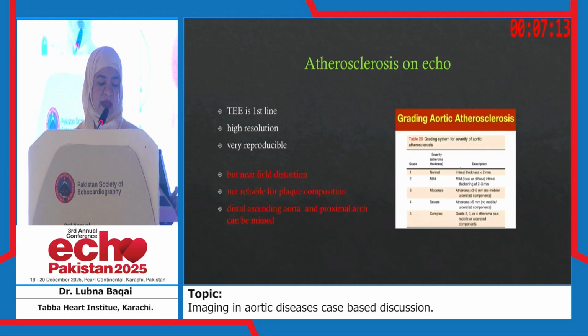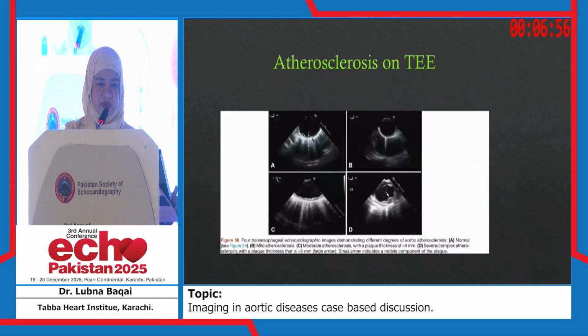Now atherosclerosis of the aorta. TEE is the first line, with high resolution and very reproducible. But on the TEE, you can have near field distortion, it is not reliable for plaque composition, and the distal ascending aorta and proximal arch can be missed. There are some views about the atheroma on the TEE.